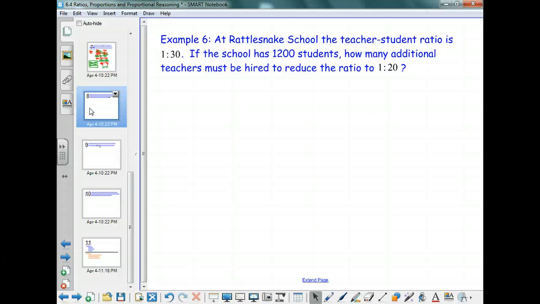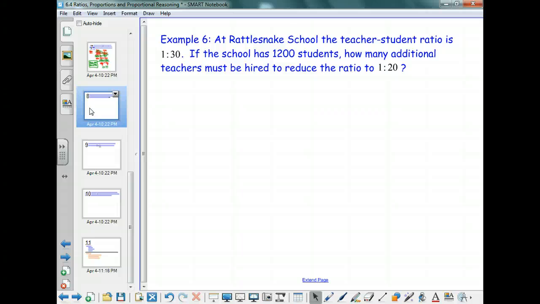What would I like to know? What am I really asked to find? How many teachers to hire? Well, would it be nice to know how many teachers there are in the school? So I'm going to first find how many teachers there are in the school. And then, using that information, I'm going to figure out how many teachers I want to have, which will then tell me how many teachers I need to hire.